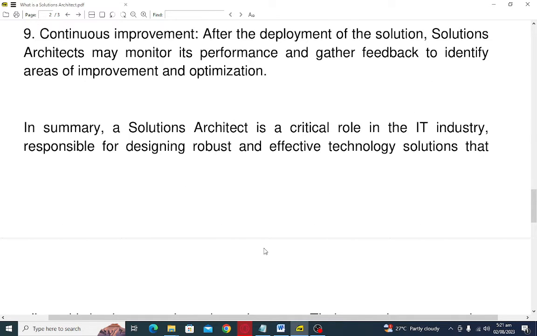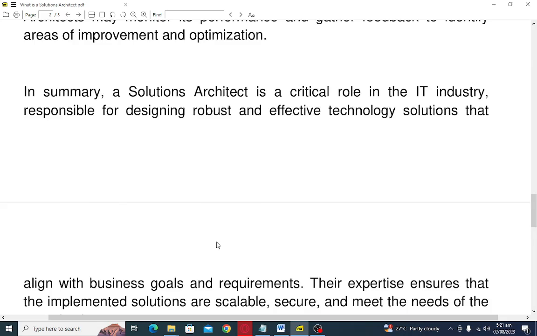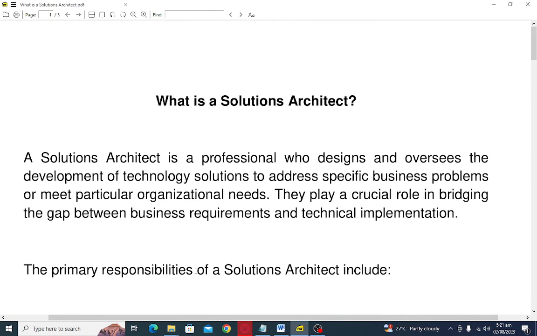In summary, a solutions architect is a critical role in the IT industry responsible for designing robust and effective technology solutions that align with business goals and requirements. Their expertise ensures that the implemented solutions are scalable, secure, and meet the needs of the organization. Okay guys, so this is the end of my report about what a solutions architect is all about.